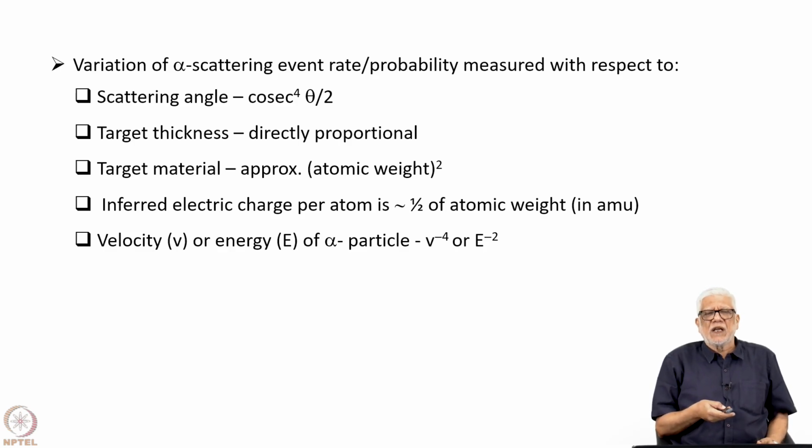In terms of the energy dependence of this scattering probability, it goes like V to the minus 4, or as I said, E to the minus 2, as predicted by the classical theory of Rutherford.